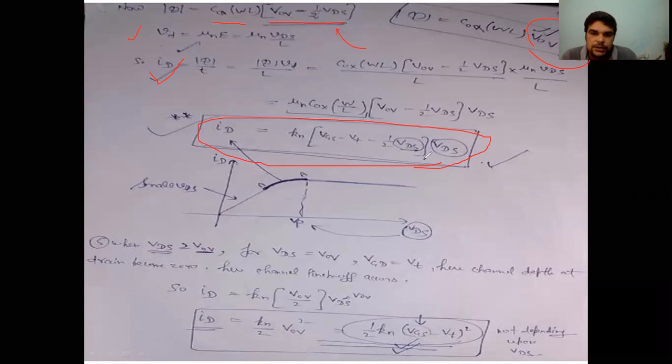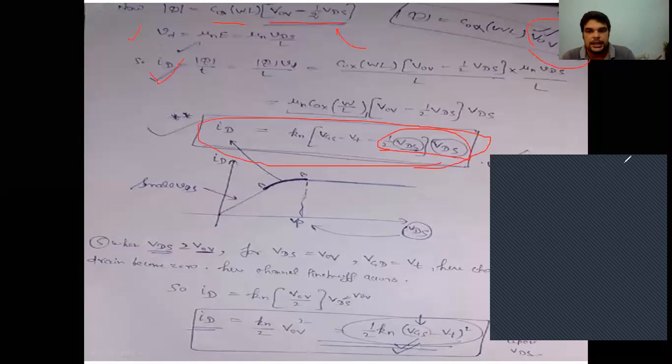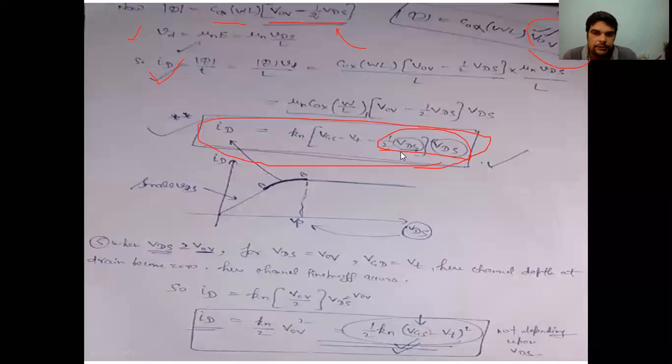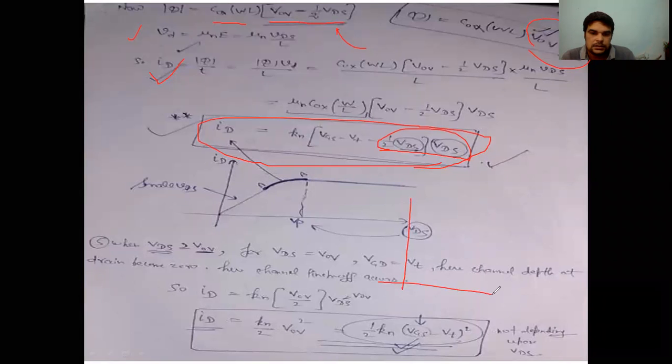You can see that this is the equation between ID and VDS. By looking at this equation, initially you get a linear line. The equation of this line we have already derived. But now, as VDS is increased, we will have a curve shape like this. So this equation basically defines this curve shape.